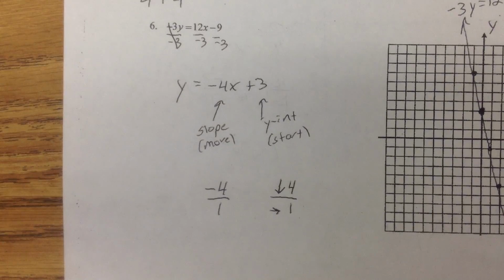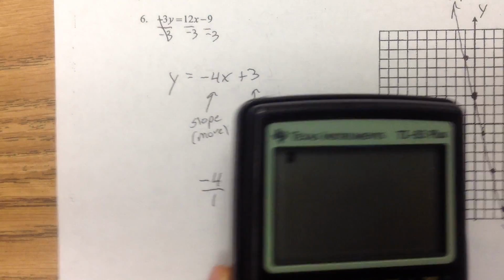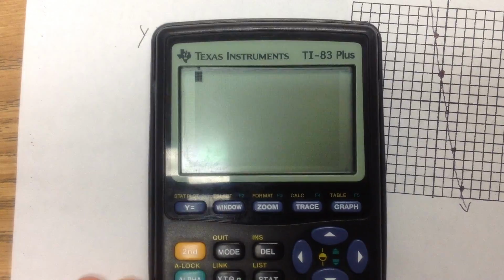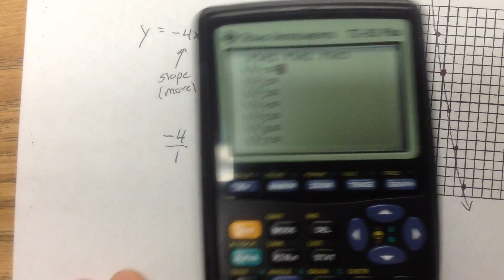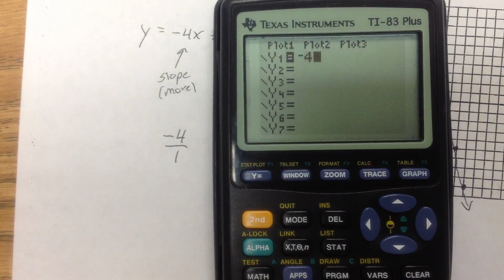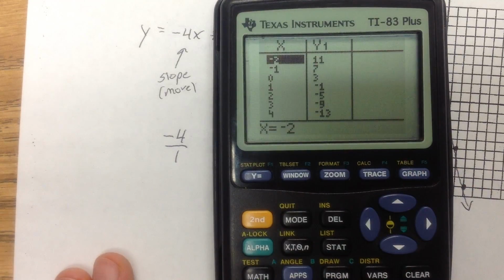Now again, if you use a table, let me just kind of show you how that'll work. We'll bring the calculator back out. All right, we'll go to our y equals. We'll clear out what was in there, and we'll replace it with our new one, which was negative 4x plus 3. Second graph, we'll bring up the table.